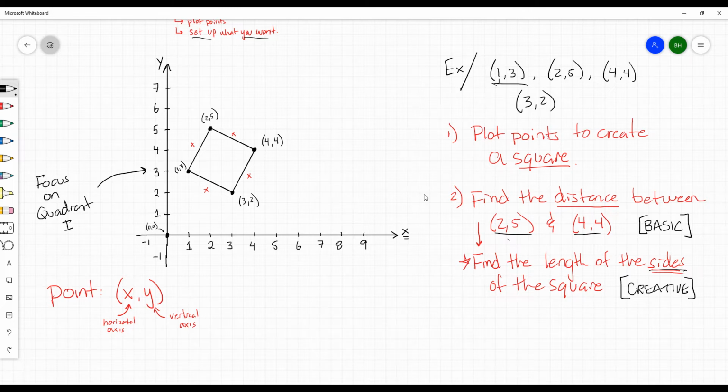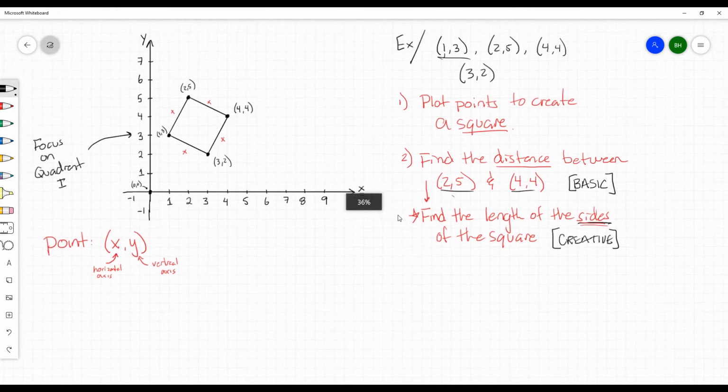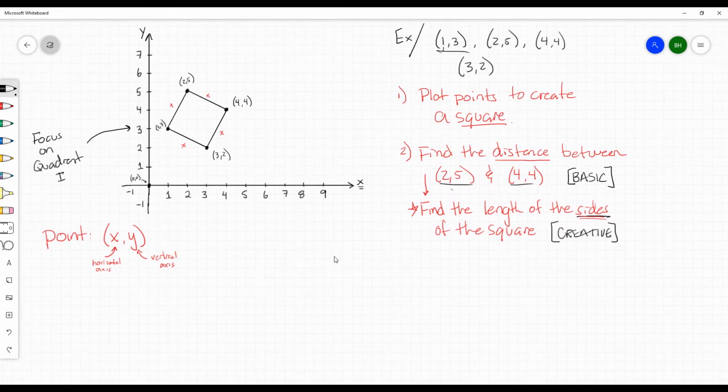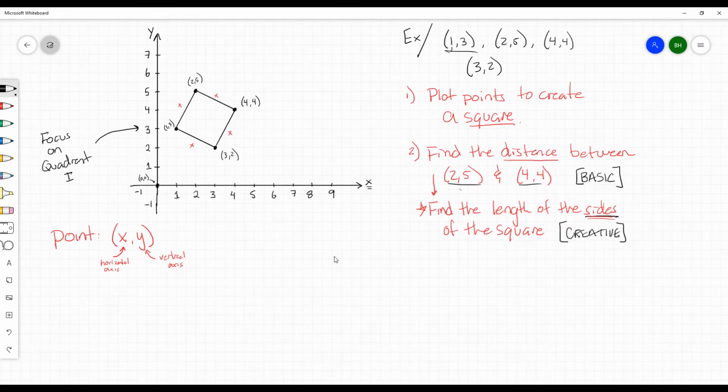So for this problem, in order for me to find the distance between 2 points, to solve for the side of this square, I'm actually going to use the 2 points that are given to me in this basic problem. Okay. So here is the work for this. I want to look at the distance between 2, 5 and 4, 4. In order to do that, I need to know a very important formula known as the distance formula.